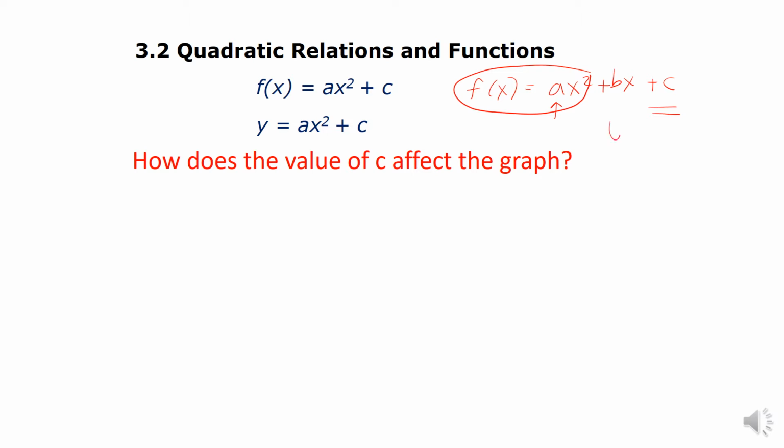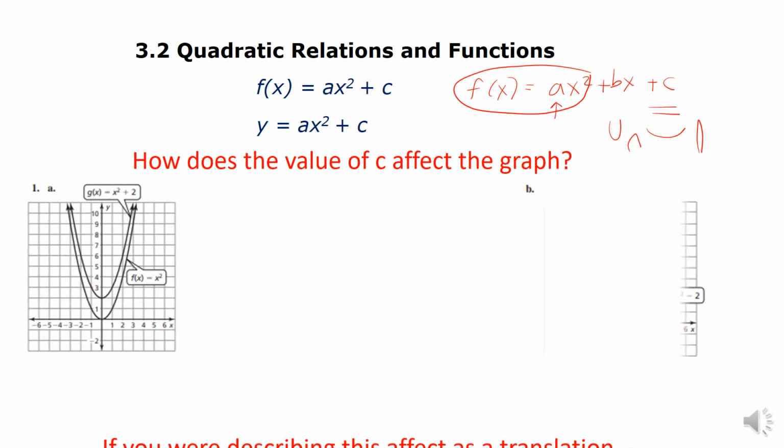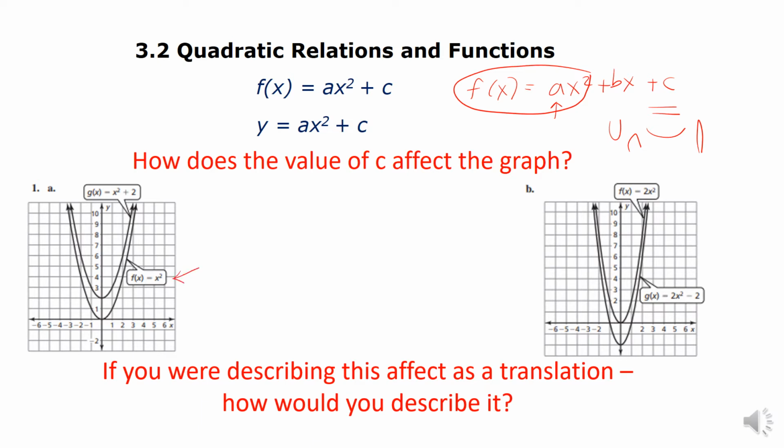We know that a can flip it upside down, it can stretch it out or shrink it up. What does c do? So let's compare some graphs. We have this basic function right here, and then we look at the basic function plus 2. Tell me what happened to the function. Look at the vertex, okay? And then over here we have a basic function of 2x squared, and all they did here was add a c of minus 2 and it dropped it down. So if you were describing this effect as a translation, how would you describe it?